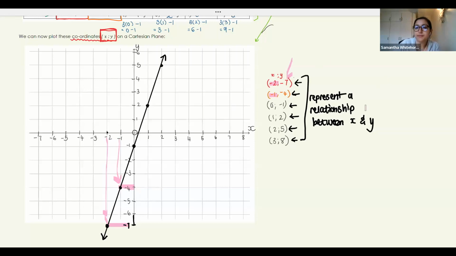Botale? Hi, ma'am. Hi. Ma'am, I have just a short question, ma'am. So, ma'am, is the x at the top going down or at the side going across?